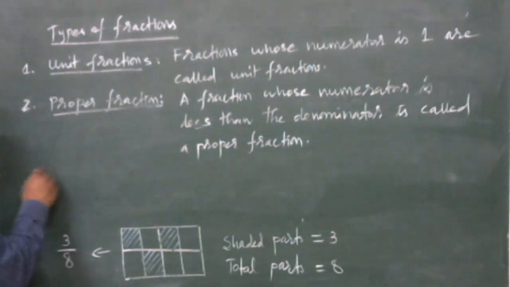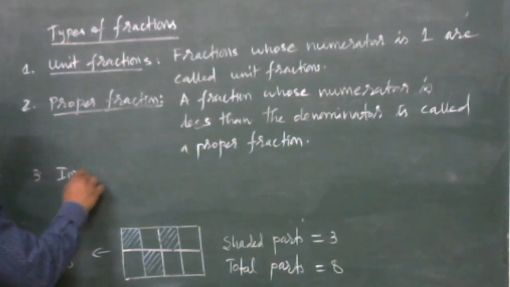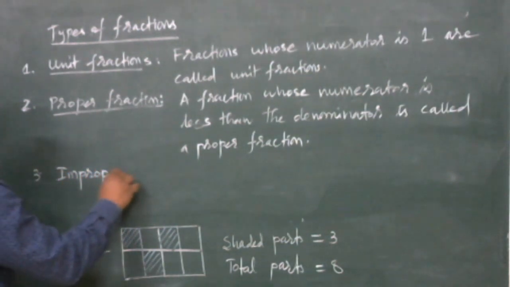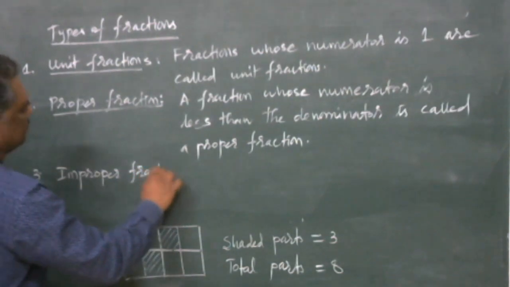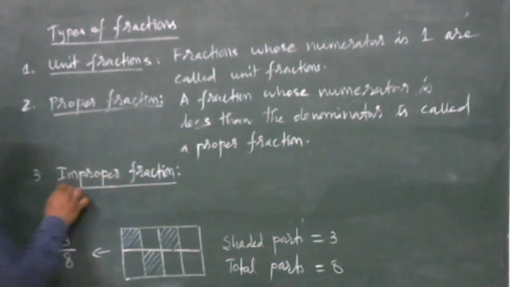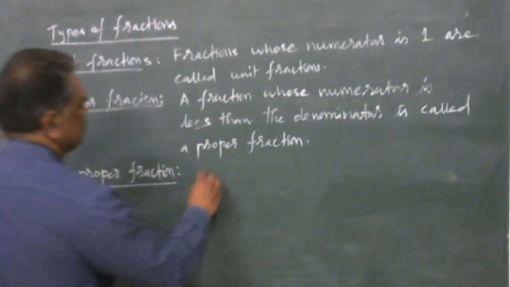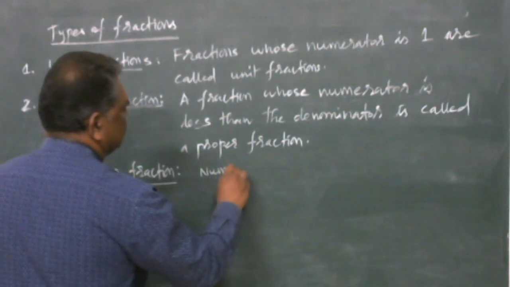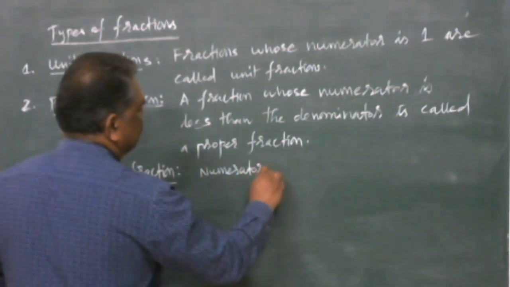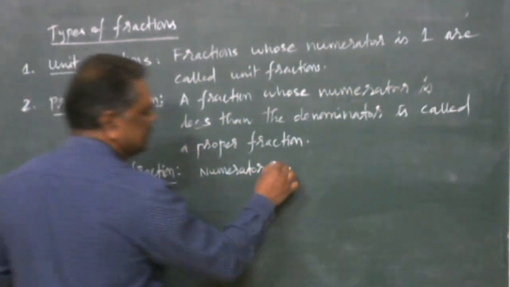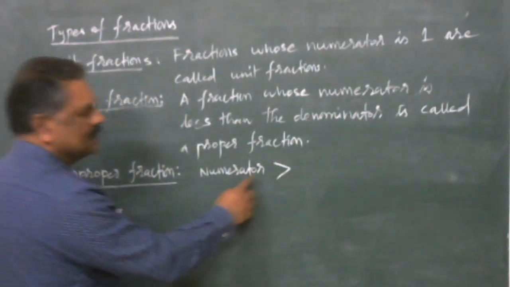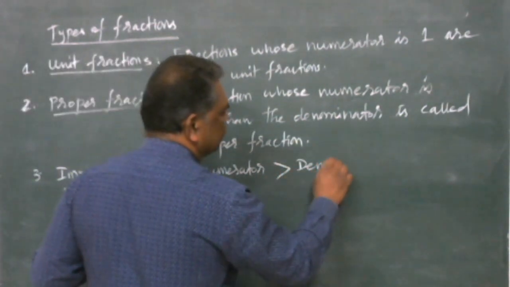Next, third type is improper fraction. What is an improper fraction? Numerator is greater. The symbol is the greater symbol. Numerator is greater than denominator.